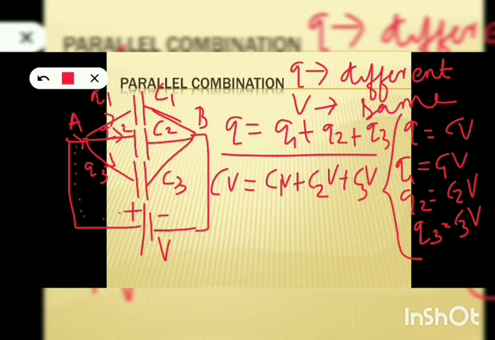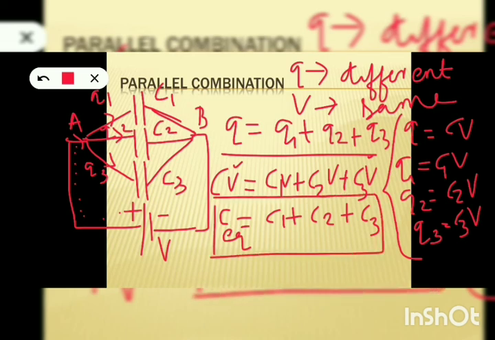V is a common factor on both sides, so it will cancel. Then we have C is equal to C1 plus C2 plus C3. So this C is C equivalent actually, that means the equivalent capacitance of the parallel combination. So if there are three capacitors which are connected in parallel, how will you find out the equivalent capacitance? Equivalent capacitance is obtained by adding the capacitances of all the three capacitors. And here the total capacitance for a parallel combination increases.